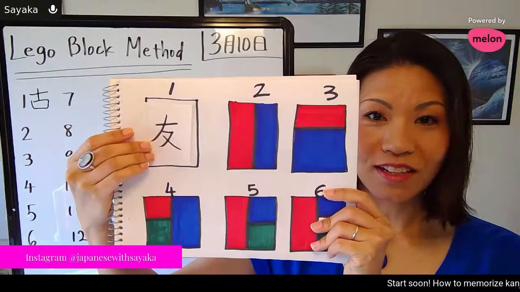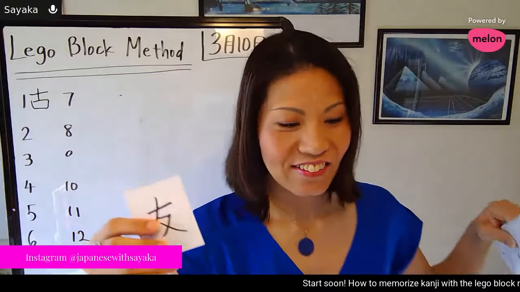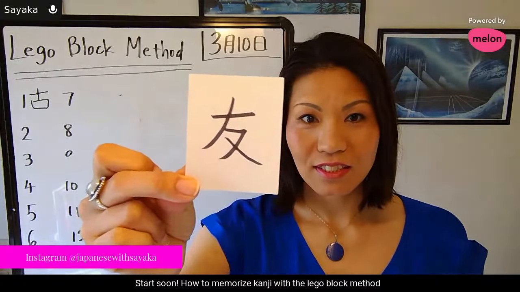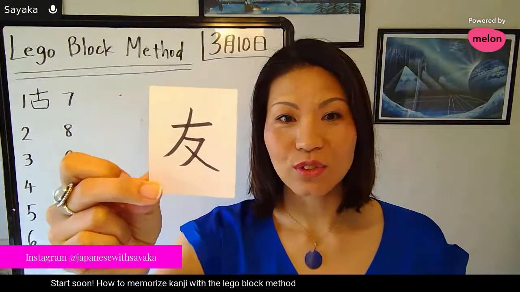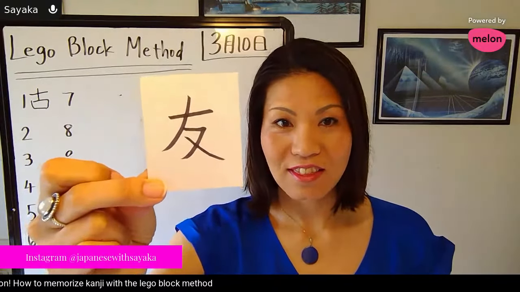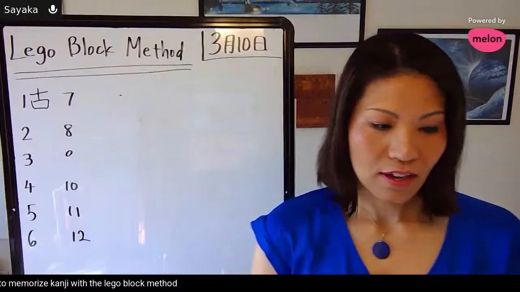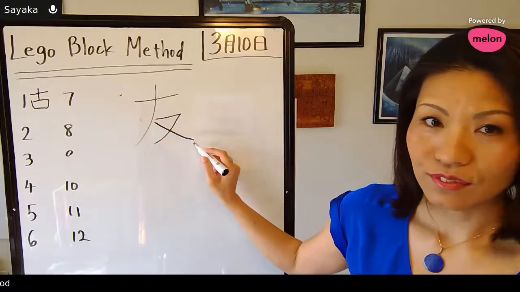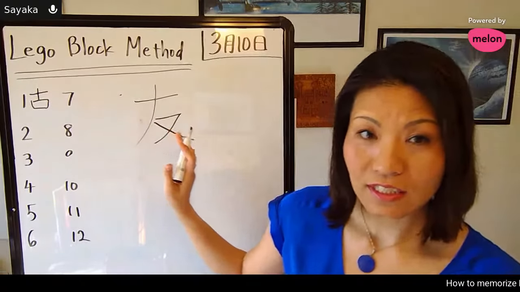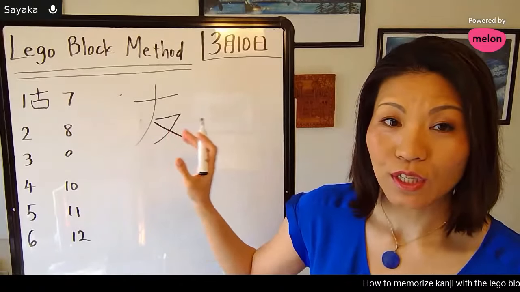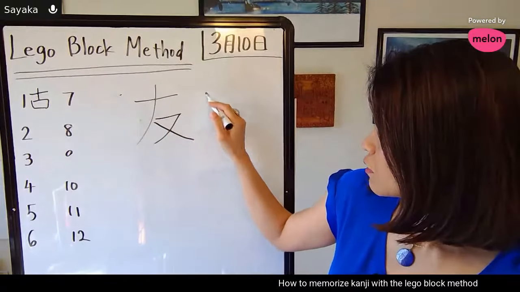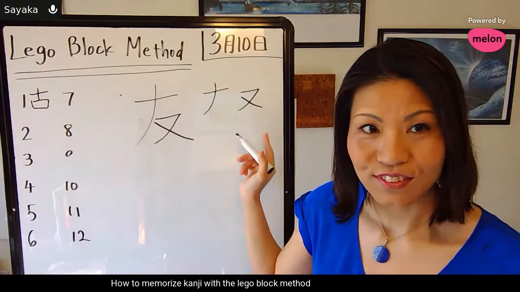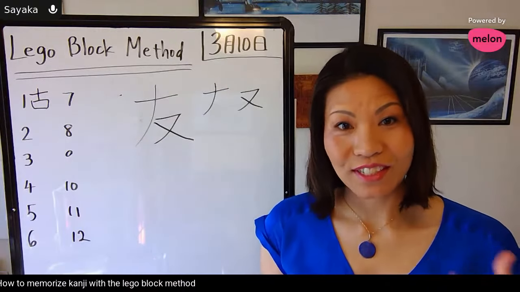Next kanji is this. Which pattern is this? Actually, this is not a pattern. When you look at this kanji, what katakana do you see? Think. I see na and nu, right? So when you see the kanji, try to find a part to connect. So for this one, katakana na and nu. It's a good review of katakana, right?